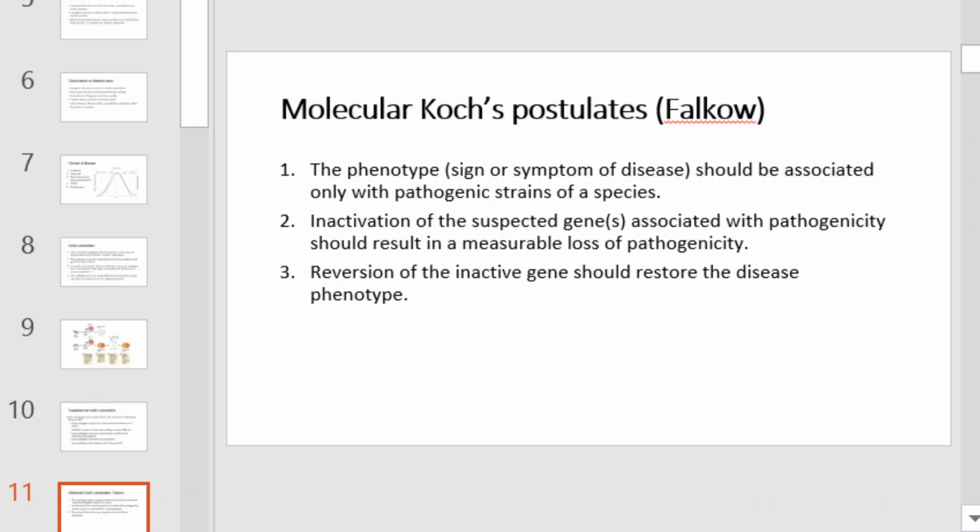Molecular Koch's postulates. As an extension of Koch's postulates, a molecular version was developed by Falkow. Here, the phenotype, or sign or symptom of the disease, should be associated only with pathogenic strains of a species. Inactivation of the suspected genes associated with pathogenicity should result in a measurable loss of pathogenicity. Reversion of the inactive gene should restore the disease phenotype.